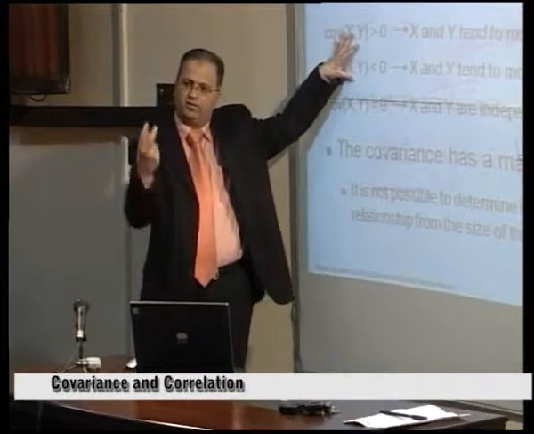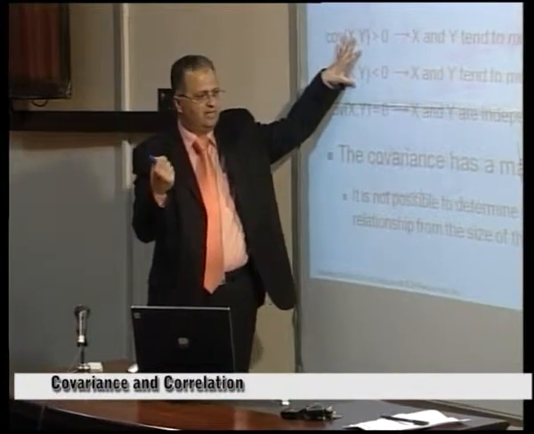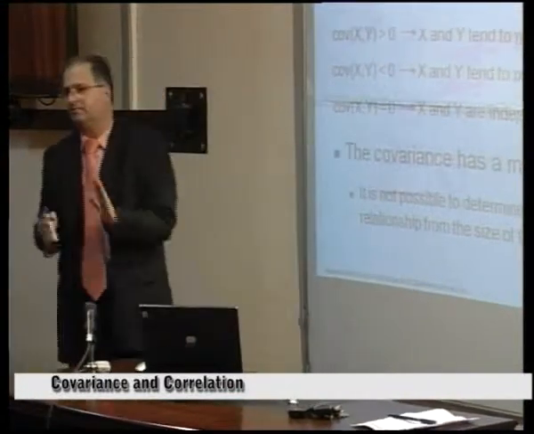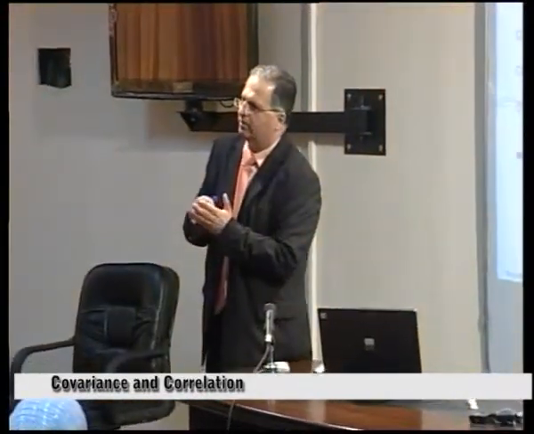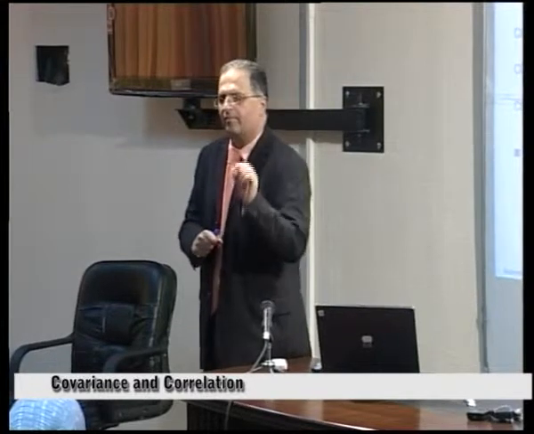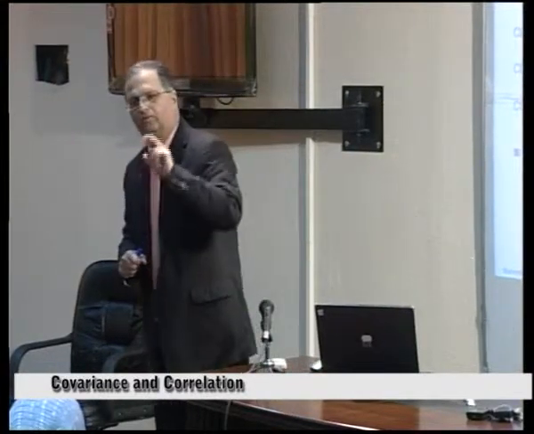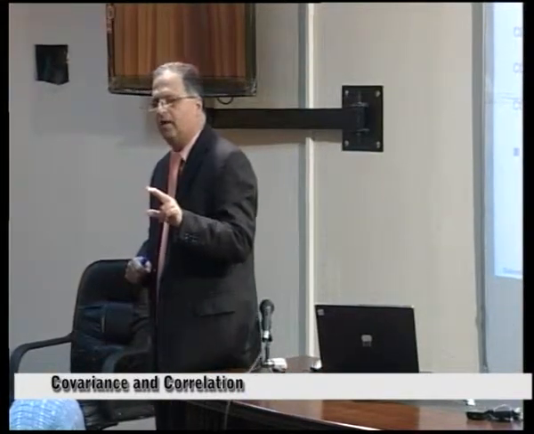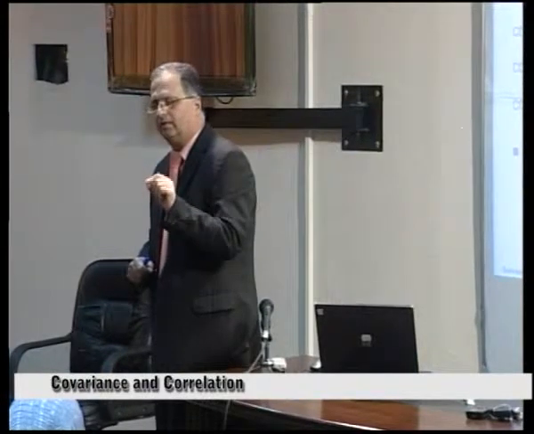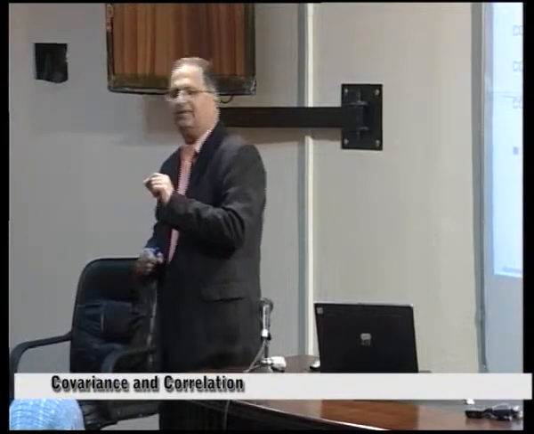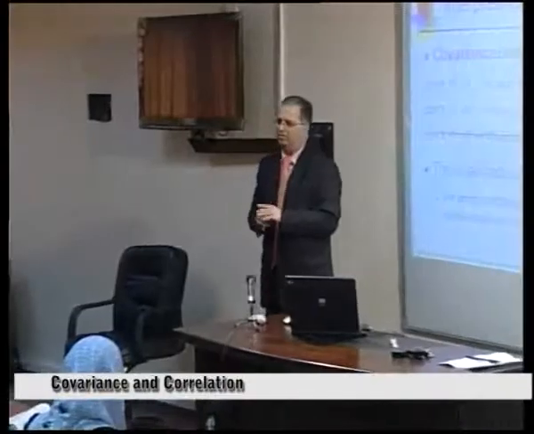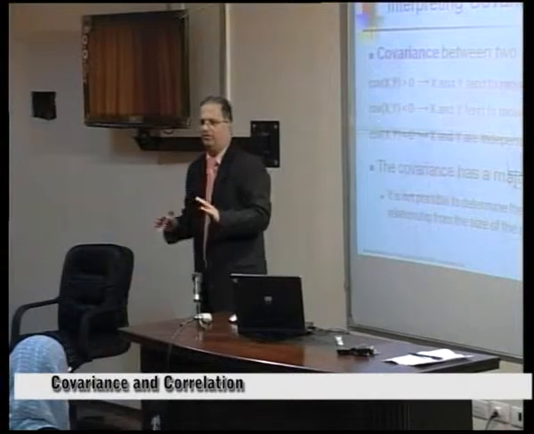I mean, the size of the covariance does not tell anything about the strength. So, generally speaking, covariance between x and y measures the direction of the relationship between two numerical variables, and you only tell if there exists a positive or negative relationship, but you cannot tell anything about the strength of the relationship. Any questions?